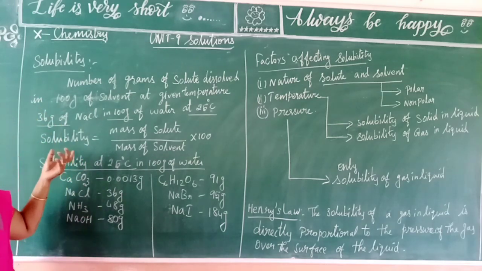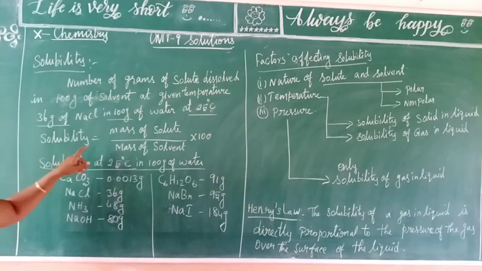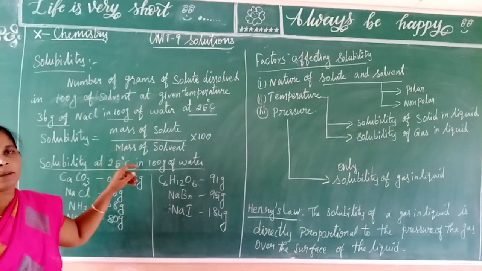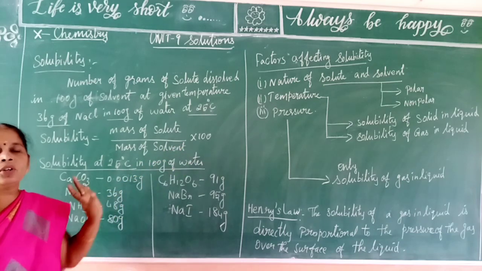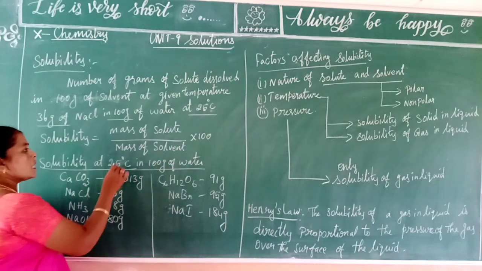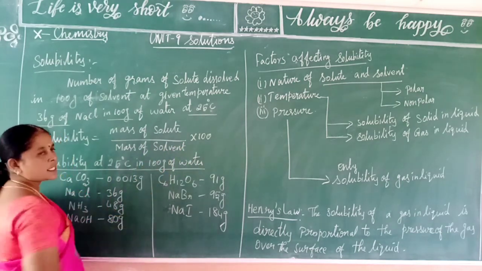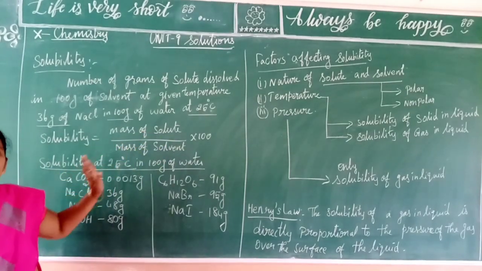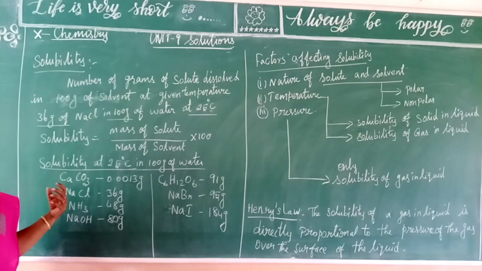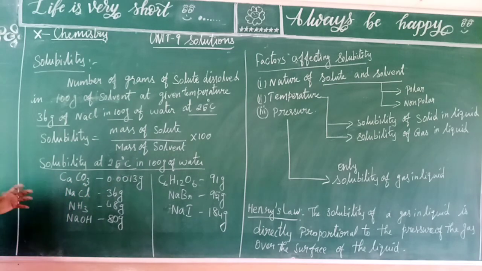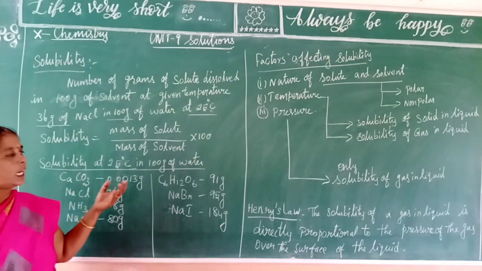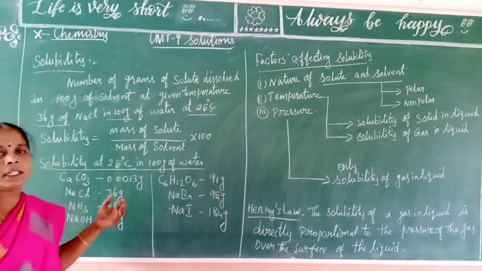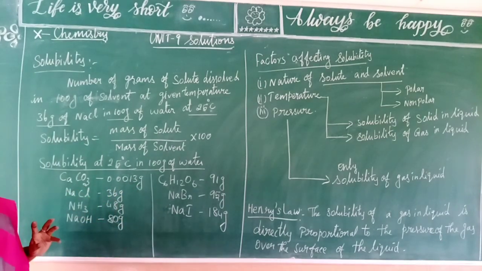Okay, the solubility is given by the formula: mass of solute divided by mass of solvent, into 100. The mass of solvent is always 100 gram. The mass of solute will be different for each and every compound. Yes or no? Yes. Okay. Next, some compounds are given with their solubility at 25 degrees centigrade in 100 gram of water.